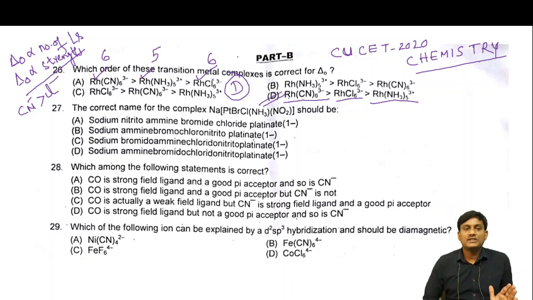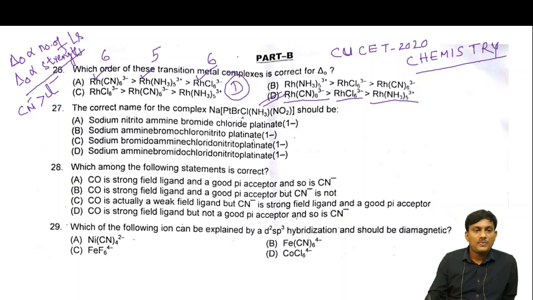The correct name for the complex is given. Here the complex is an anion, this one is a cation. First you have to write down the name of the cation, and after that you have to write down the name of the anion. If the anion is complex, then you have to add the suffix ate. And also in a complex, you have to write the ligands in alphabetical order.